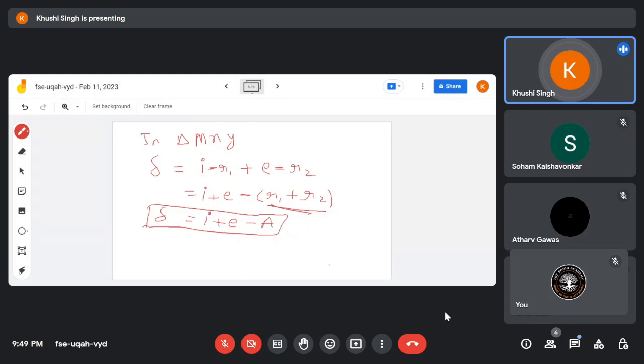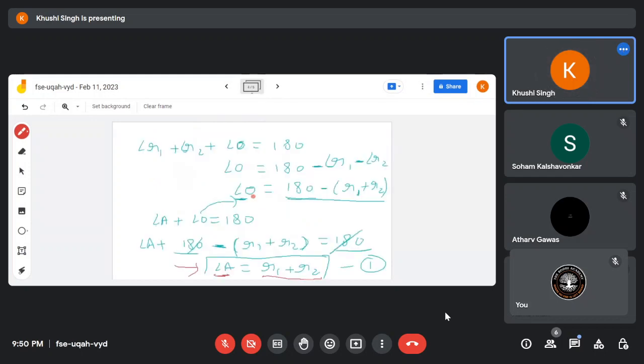Then we took a down triangle, right? Then we took this down triangle. And from this down triangle, what did we get? Check. We got this equation. Yes. And using both the equations, that is quadrilateral and the triangle, we found my angle. What I found out? I found this angle A is equal to R1 plus R2. Simple as that. Perfect.